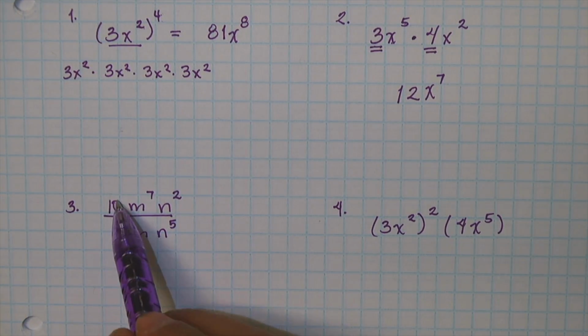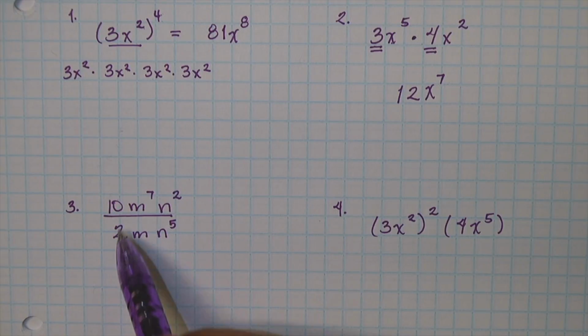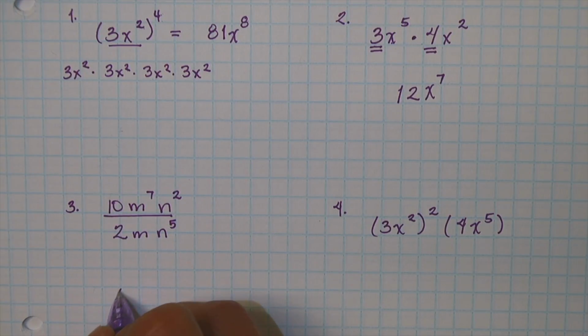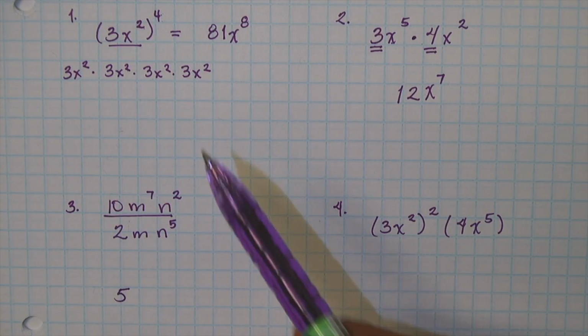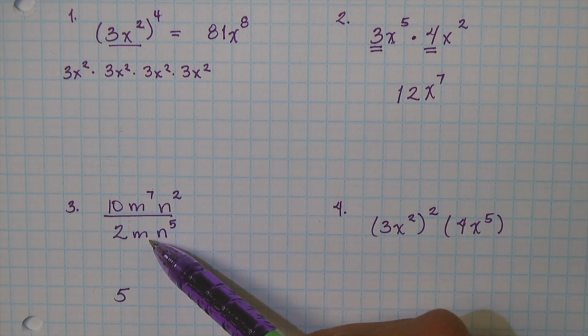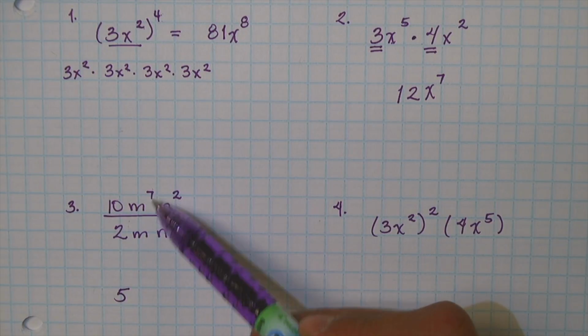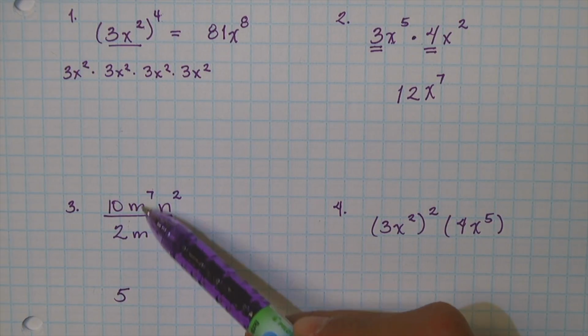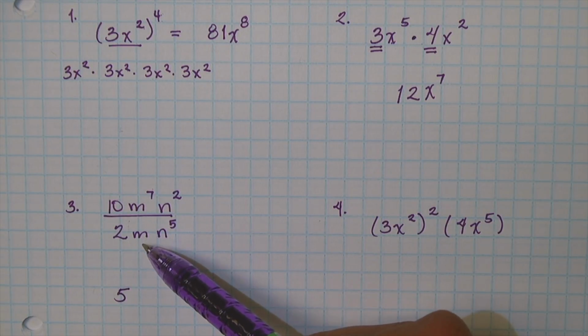Number 3. Right here, guys. Now these big numbers here, these coefficients, all we have to do is divide. 10 divided by 2 is 5. And that's pretty simple. Now when you're subtracting these, just make sure you go from top to bottom. You have 7 m's on the top, but you got 1 on the bottom. So one of them is going to be simplified. One's going to cancel out.